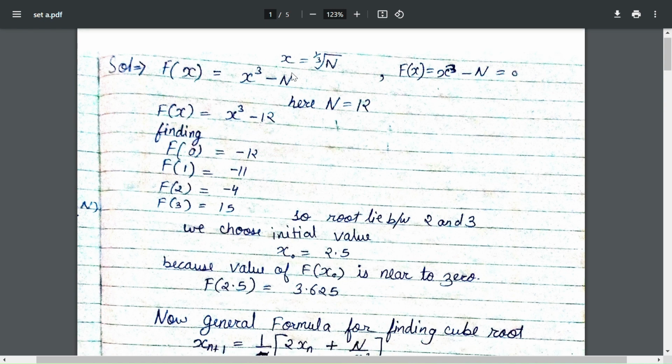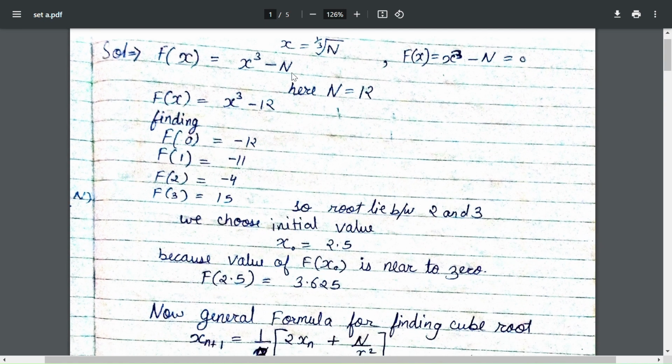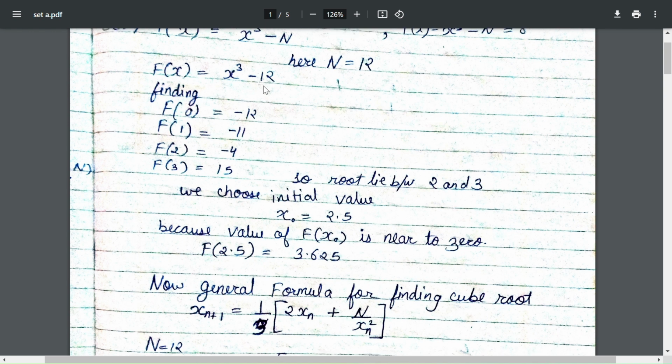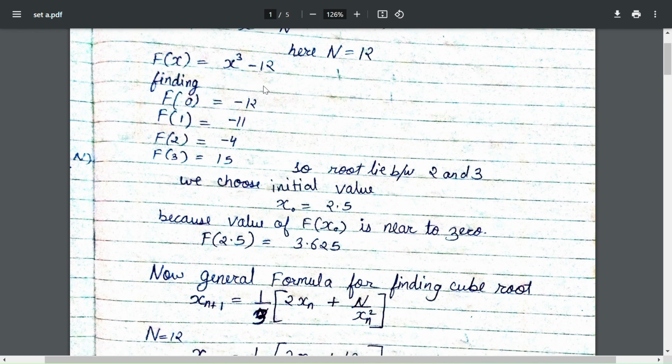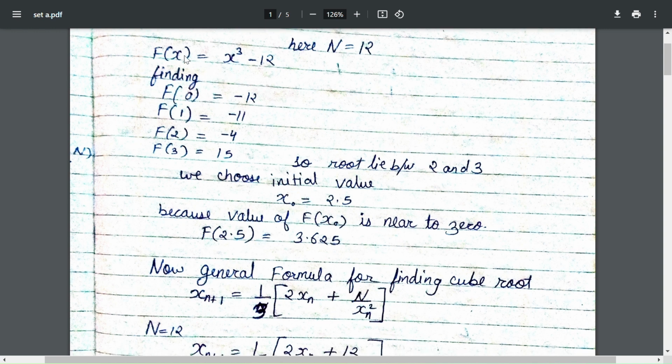We have equation x equals to cube root of n, and first we have to convert this equation into form of function. So function is f of x equals to x cube minus 12. Now we have to find the root for this function. So we can find root by putting different values of x. For example, 0, 1, 2, 3, etc.